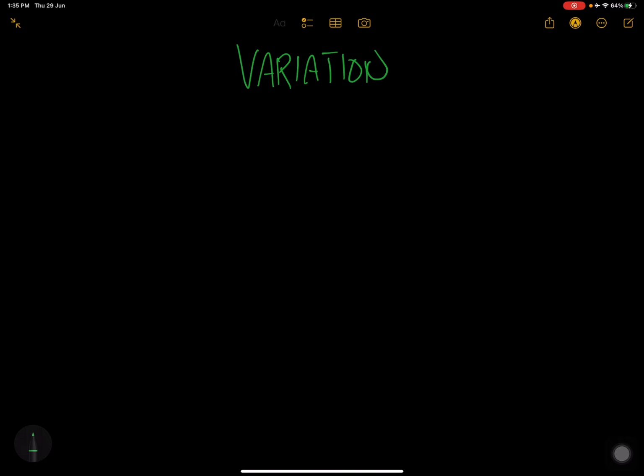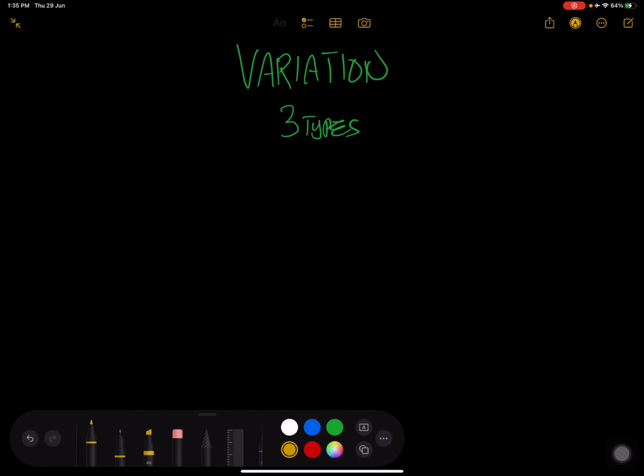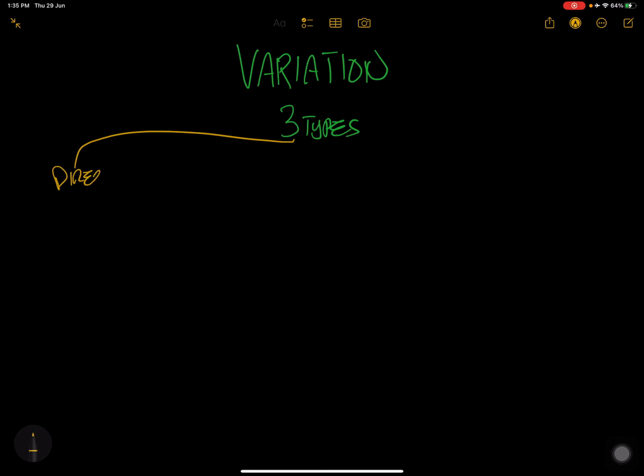So we are on variations. And we have 3 types. There are 3 types of variations. We have what we call the direct variation, we also have the inverse variation, and we also have the partial variation.